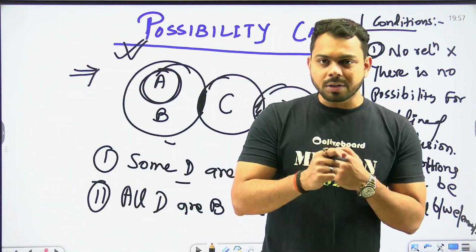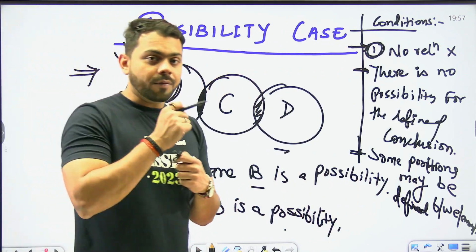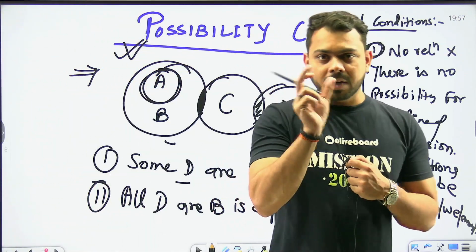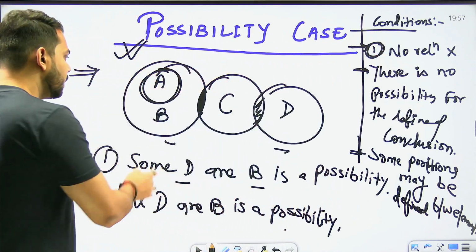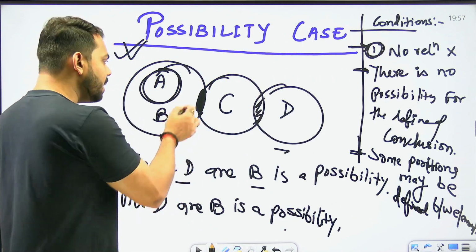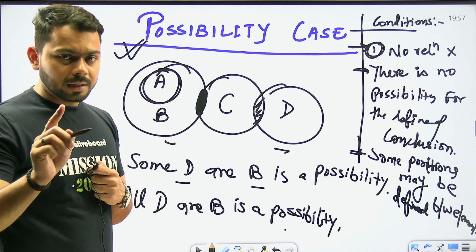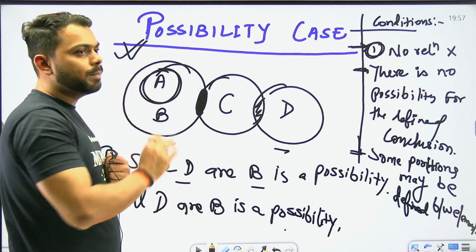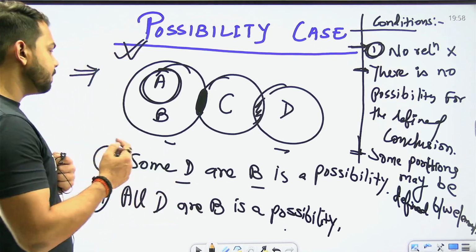If the conclusion is given in some type of statement, then the possibility of all types of relation between those elements will be correct. Like if it has been given "Some B or C," then "All B or C is a possibility" will be a correct conclusion. "All C or B is a possibility" will be the right conclusion.